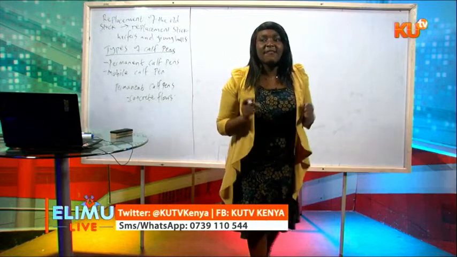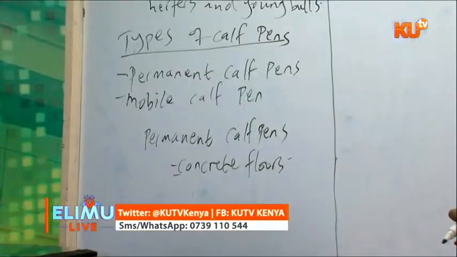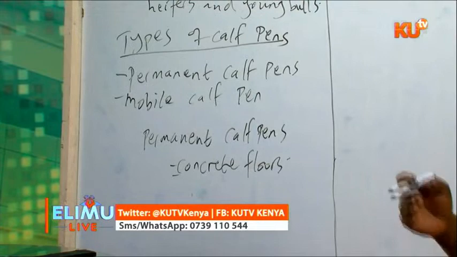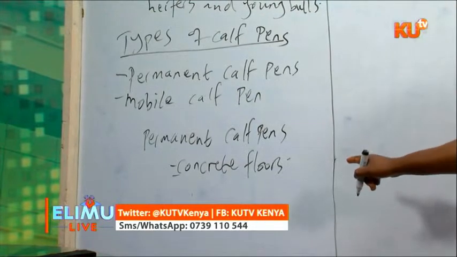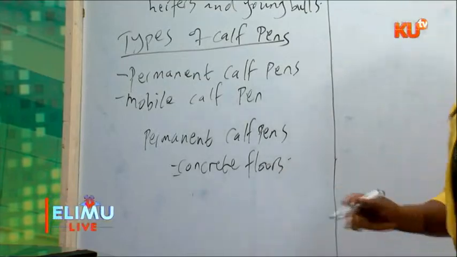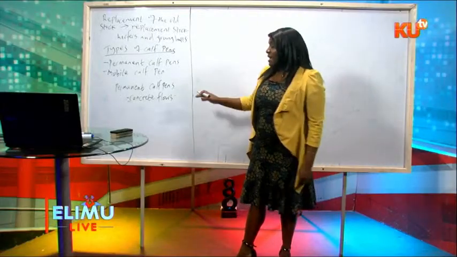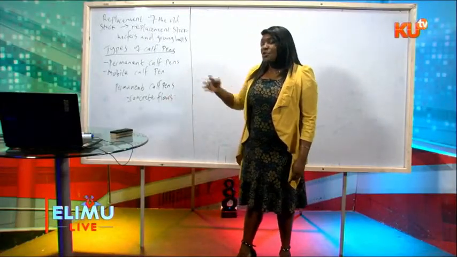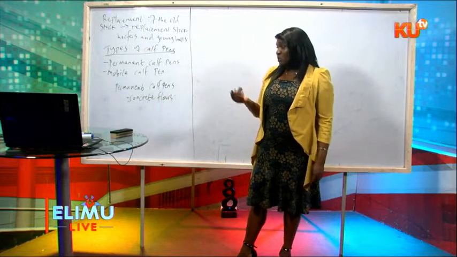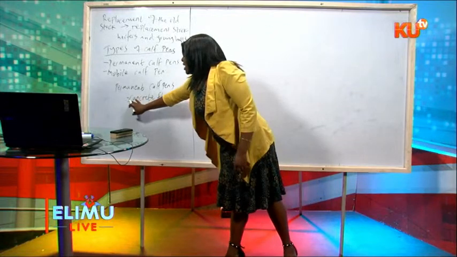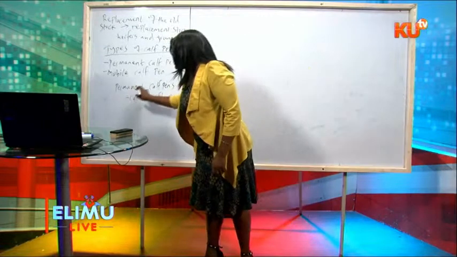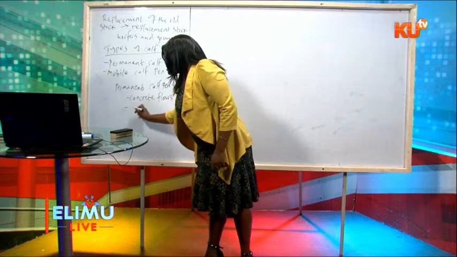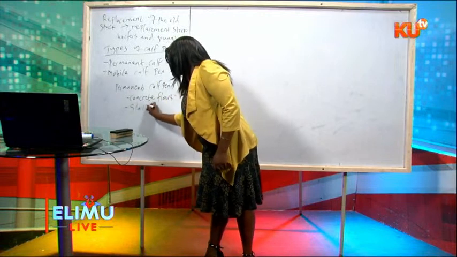A permanent calf pen that has concrete floors means that the floor is easy to clean, and you can clean it easily and drain the dung and the urine to ensure that the place is always clean. So we have the concrete floors. We also have another permanent calf pen, which has slated floors.